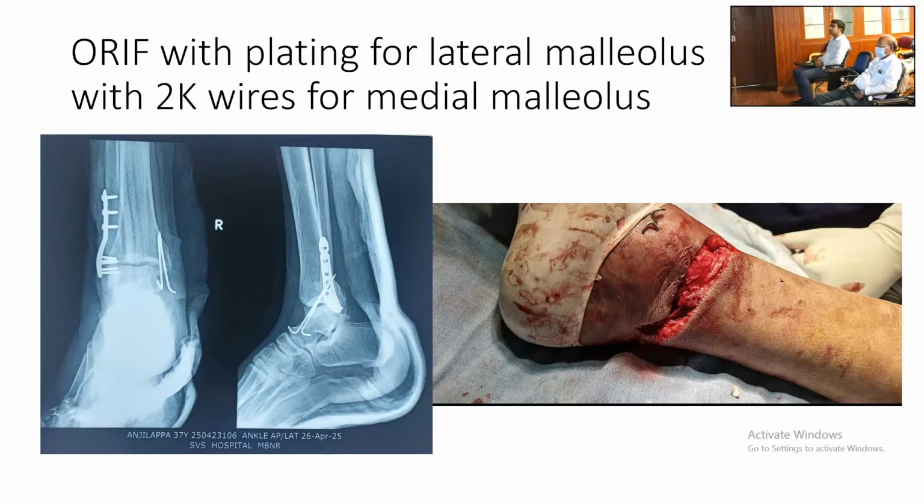Or just like this, because the lateral part of the ankle is not injured, you do the same thing, and then just like this, what we have done. The flap cover is best in the first 6 hours itself, so that the chances of infection are greatly minimized.